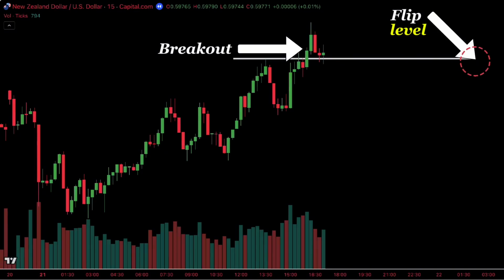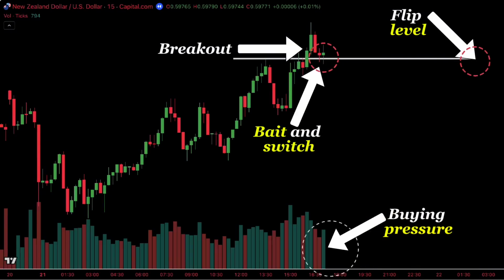Then the market retraces back to the level. It breaks below support and closes back above. A clear bait and switch. Now look at the volume. There is strong buying pressure, which confirms participation. And let's assume the higher time frame is also aligned. Everything looks perfect. At this point, many traders feel, this trade is guaranteed.